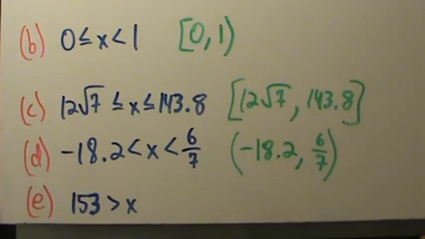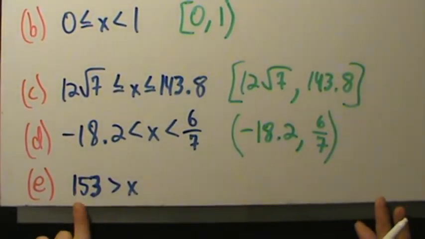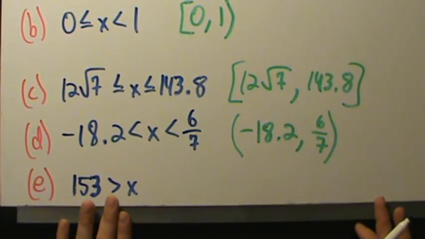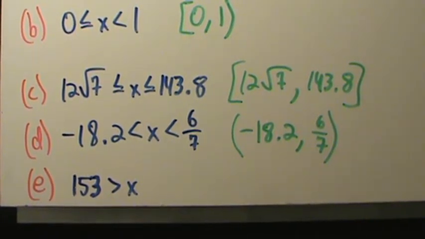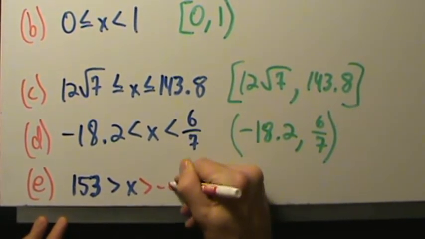How about part E? Okay. 153 is strictly greater than x. So it's a little kind of tricky like that. We can fill this in first. We can say, okay, x is strictly greater than -infinity.